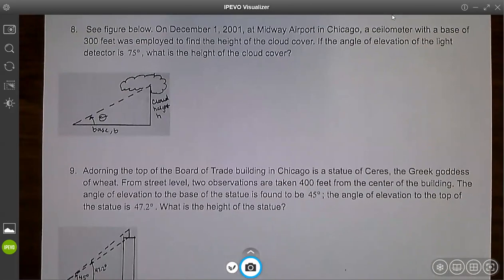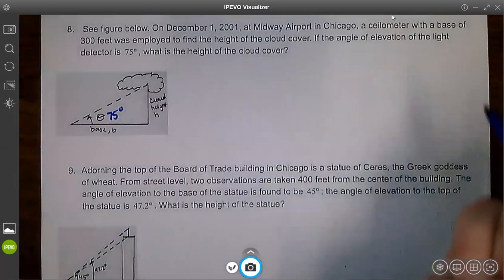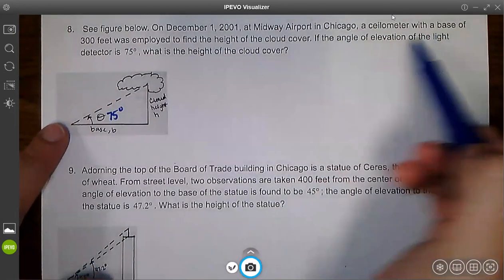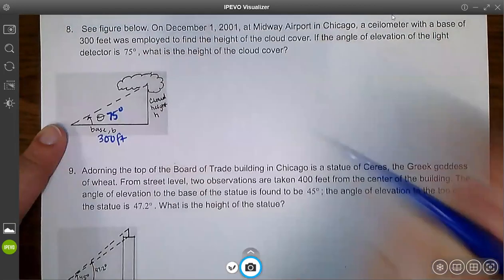On December 1st, 2001, at Midway Airport in Chicago, a ceilometer with a base of 300 feet was employed to find the height of the cloud cover. If the angle of elevation of the light detector is 75 degrees, what is the height of the cloud cover? So the angle of elevation, that makes this 75 degrees. And the base here was 300 feet. We want to know the height.